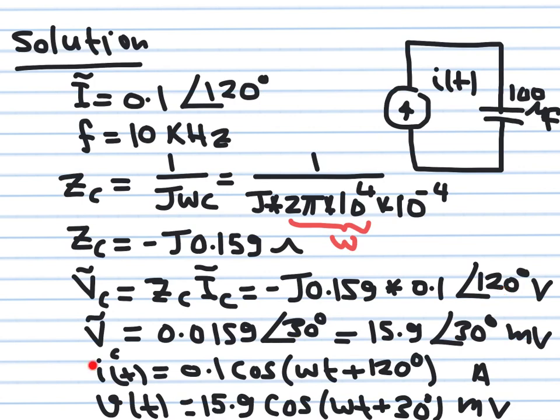So now I can write them both in the time domain. I'm not going to write real I tilde e to the j omega t; I should be able to do it in a faster way now. This is the amplitude of the current, and this is the angle of the current. So this is 0.1 cosine of omega t plus 120 degrees, where omega is 2 pi times 10 to the power 4. This is how I wrote the current. The voltage is written exactly the same way. The amplitude is 15.9 millivolts and the phase is 30 degrees, so it's 15.9 cosine of 2 pi times 10 to the power 4 t plus 30 degrees, as shown here in this expression. This is exactly the same thing that we have for the current.